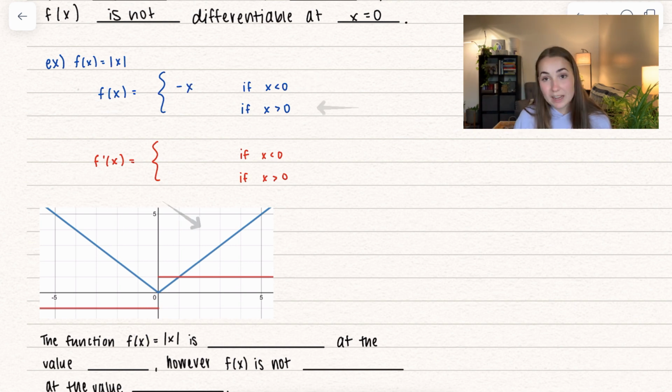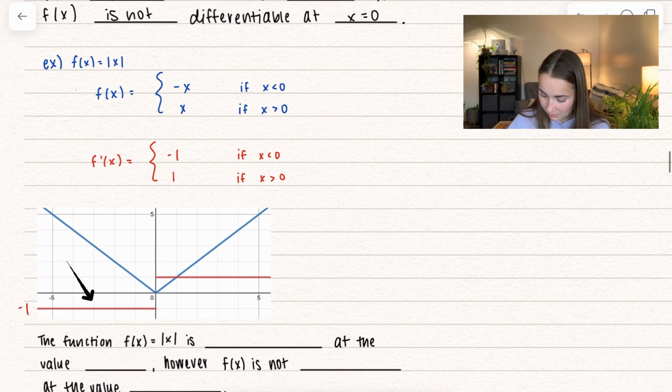Now when x is greater than 0, on the right-hand side of our graph, we're going to have a positive x. It's just a linear function, right? So now using this, I can go ahead and find the two different derivatives, and we can take the derivatives in pieces. The derivative of negative x is going to be negative 1, which is graphed right here. And the derivative of positive x is just positive 1, which is also graphed right here.